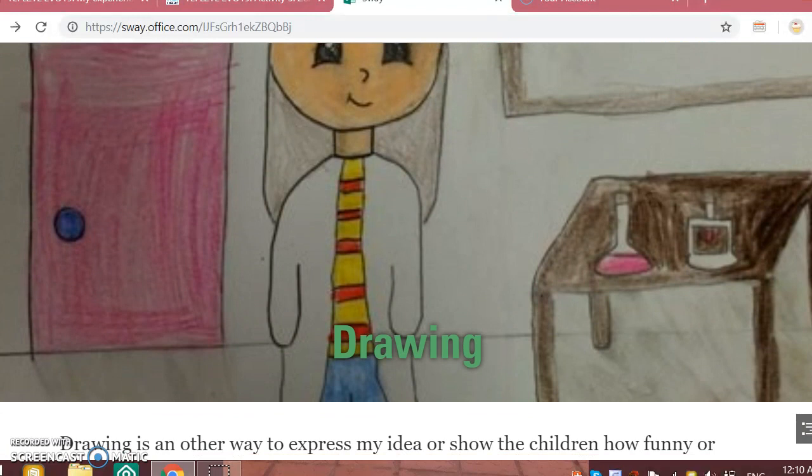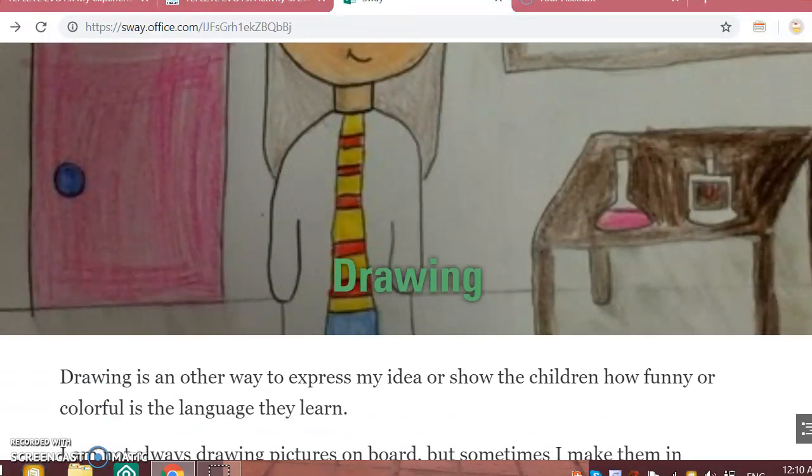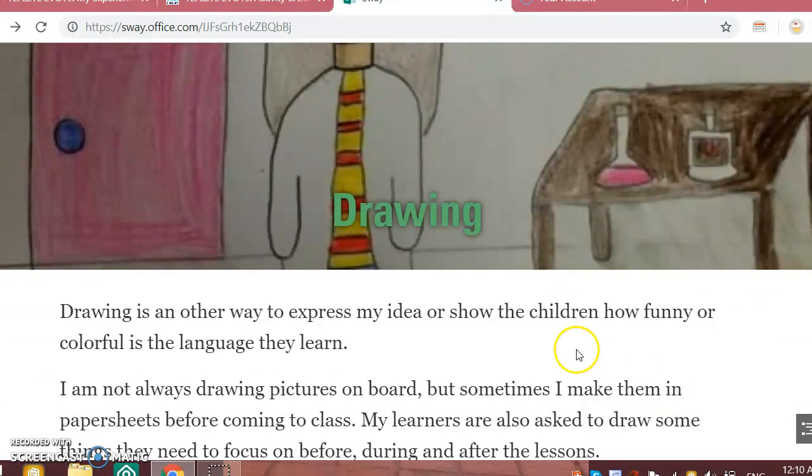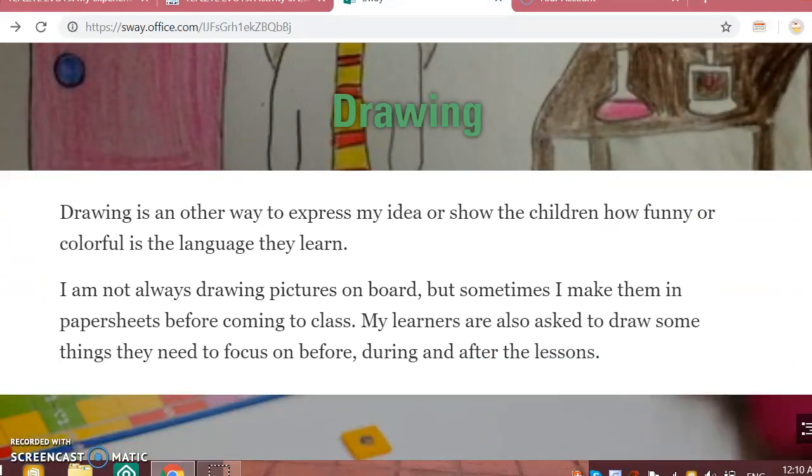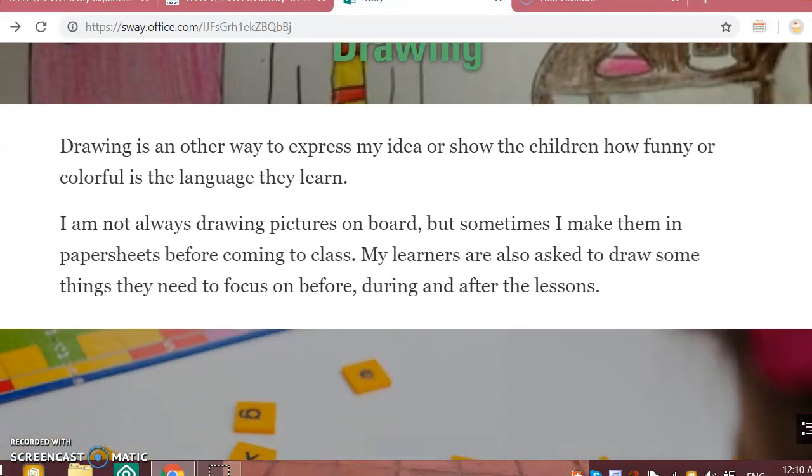Drawing, I think, is another way to express my ideas or to show the children how funny and colorful the language they learn is. I'm not always drawing pictures on the board, but sometimes I make them on paper sheets before coming to class. My learners are also asked to draw something they need to focus on before, during, and after the lesson.